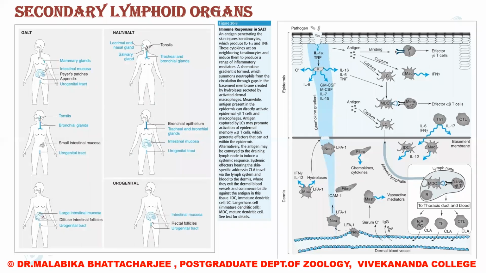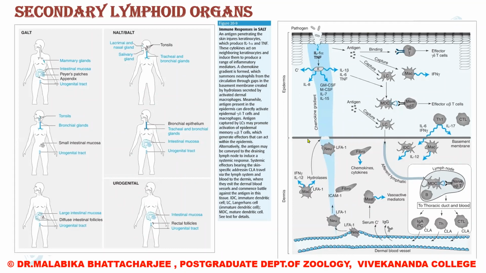Now, this is a structure of the SALT. I wanted to show this picture because at the initial stage, whenever an antigen enters the body, what happens? What is the step that follows? So, coming to this, if you look, a pathogen is entering through the epidermis. Now, this is the skin. This is the epidermal area, and this is the dermal area.